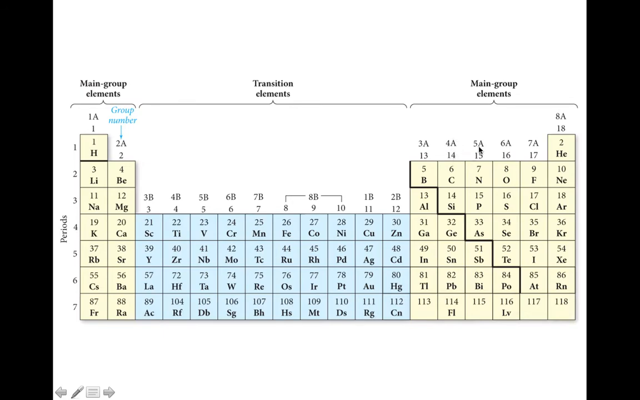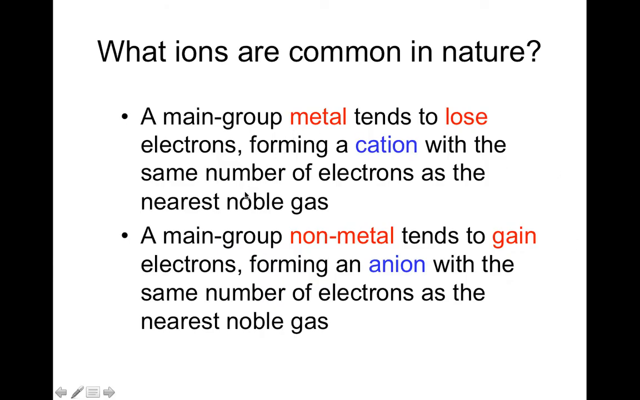4A or 14. Both of these are two different ways to name this group. All right, so that's a quick flyover of the periodic table and the elements in it. Let's look at some predictions we can make based upon the periodic table. What ions are common in nature?